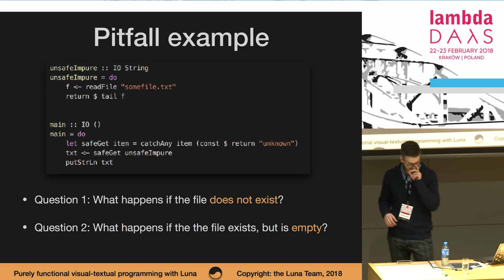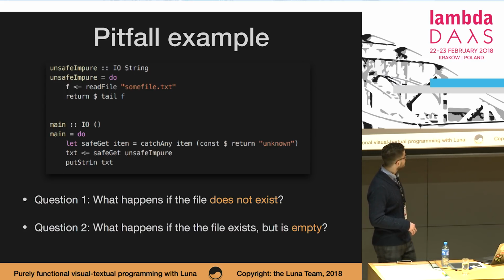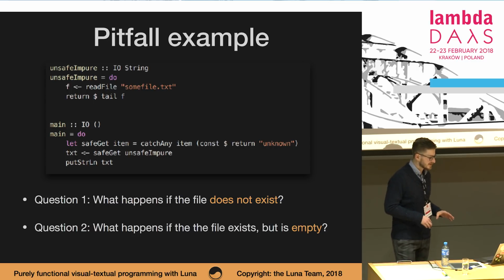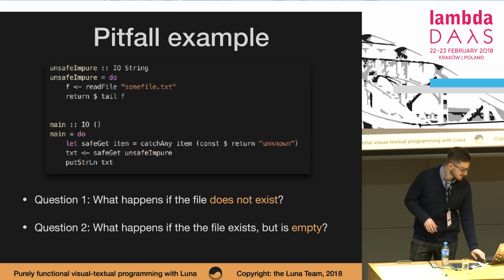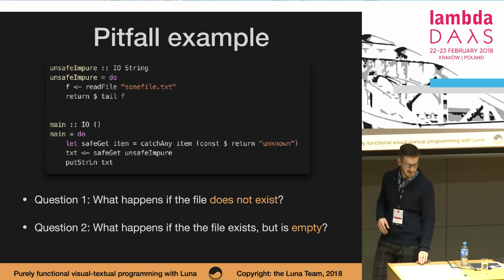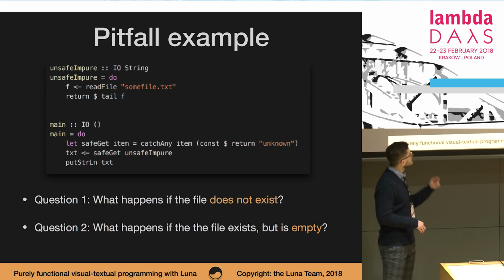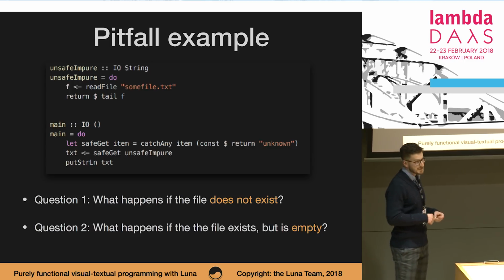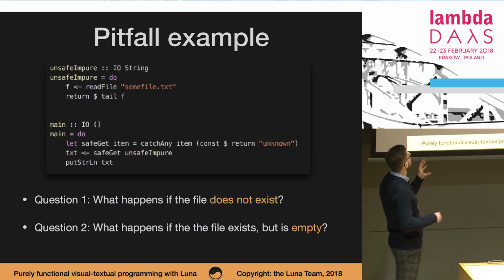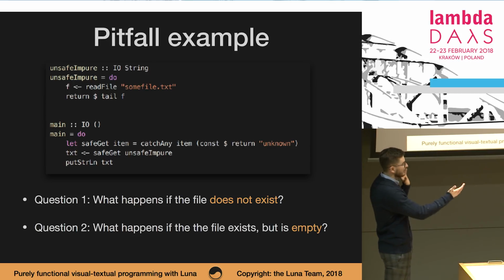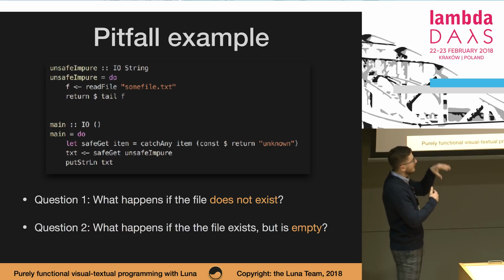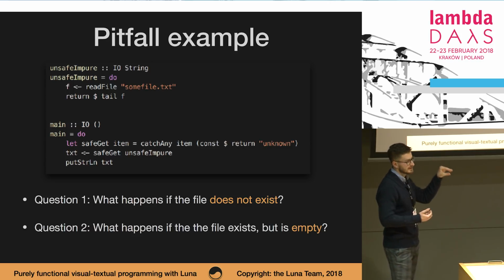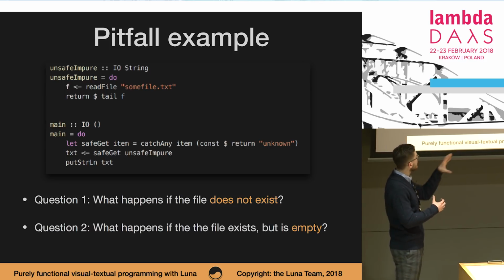Okay, so one educational example. If you're an experienced Haskell programmer, this probably will be boring, but if you're just starting, then this may be an interesting code. So do you know what this code does? It's quite straightforward. We have this unsafe and impure operation that reads a file, arbitrarily named, and then returns the tail of this file, so all of the lines except the first one. And we know that tail is a partial function, so it will fail if you provide it with an empty list, right?